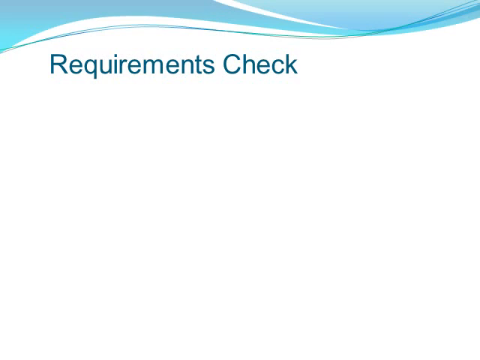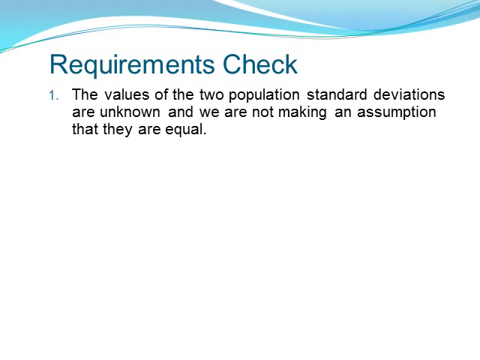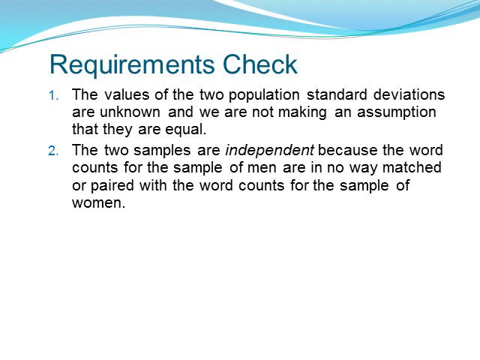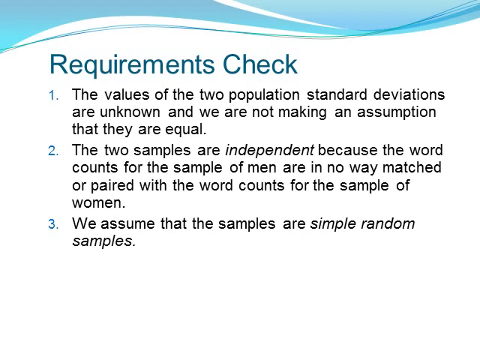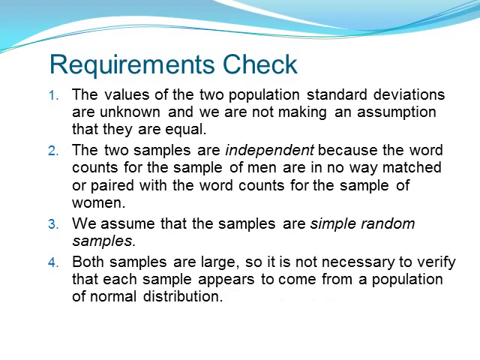We need to always do a requirements check. So first, we check that the values of the two population standard deviations are not known, and we're not making an assumption that they are equal. Also, these two samples are independent because the word counts for the sample of men are not matched or paired with the word counts for the sample of women. Third, we can assume that the samples are simple random samples. Fourth, both samples are large, so it is not necessary to verify that each sample appears to come from a normally distributed population. So the requirements are satisfied for the hypothesis test.